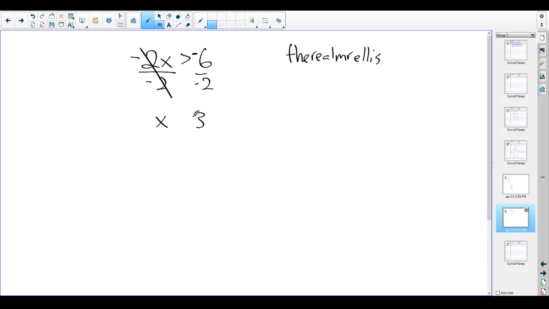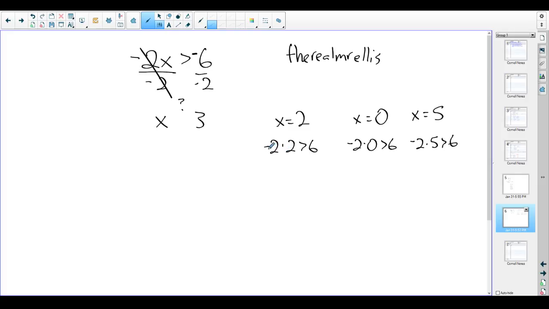What are we doing? x and 3. We're not sure what this symbol is because we don't know what happens when we multiply negatives. We didn't take the notes. Alternate universe. So let's just pick some numbers around 3. What if x is 2? What if x is 0? And what if x is 5? That's one less than 3, one that's 0, and one that's greater than 3. And let's put them back into our original inequality. So negative 2 times 2 greater than 6. Negative 2 times 0 greater than 6. And negative 2 times 5 greater than 6. Not all of these can be true, right? Because we know 3 is our important number. It's our key number where it's going to stop being true.